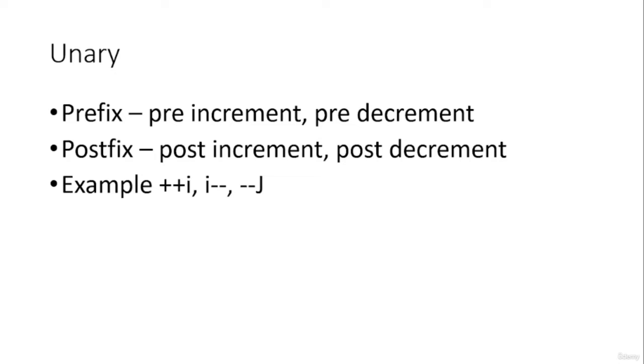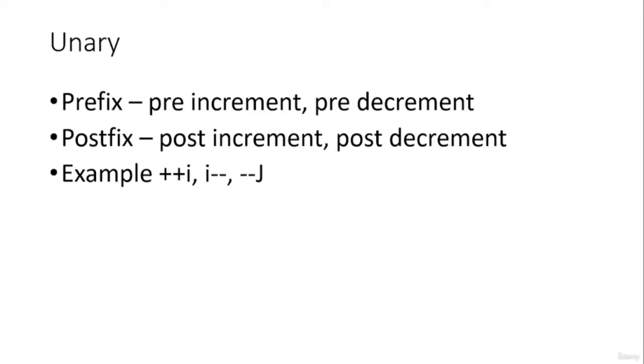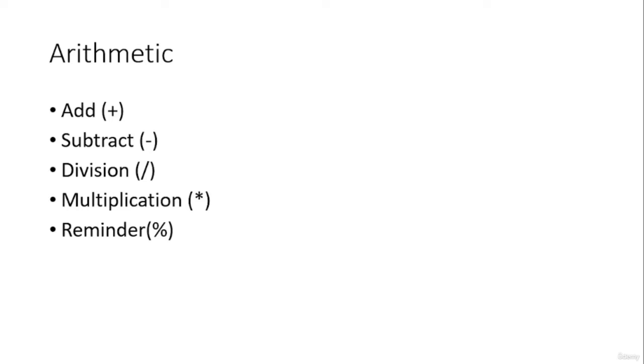So that is the unary operator. Now let us see the next type of operator, which is the arithmetic operator. Arithmetic operators are add, subtract, divide, remainder, multiplication, all the mathematical operations allowed in Java.